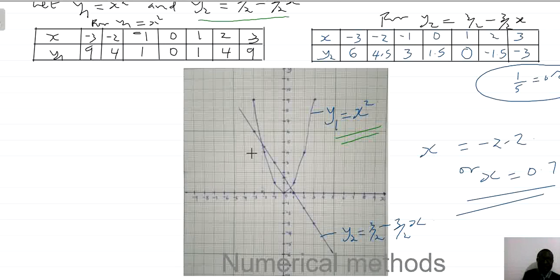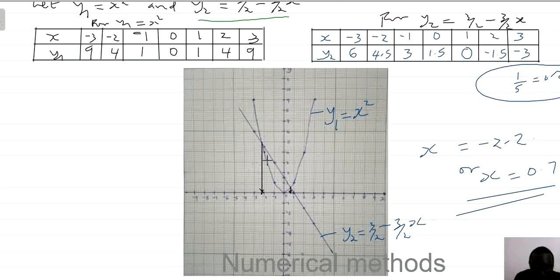Next, we read off the values which give us the root. The values of x where the two are meeting, the curve and the straight line, those values of x qualify to be our root. So this is what we shall be doing here. We shall move down there and we read off the values of x, and those values of x will qualify to be the root to our equations.